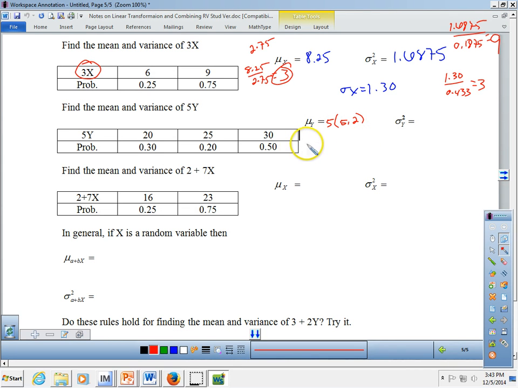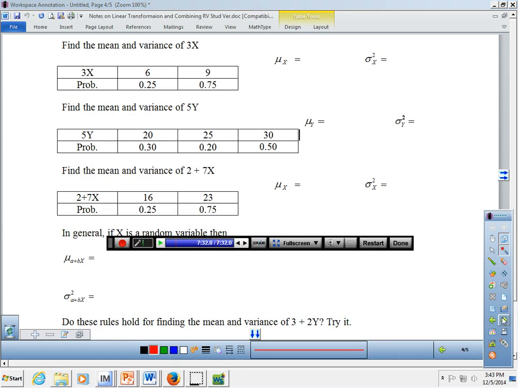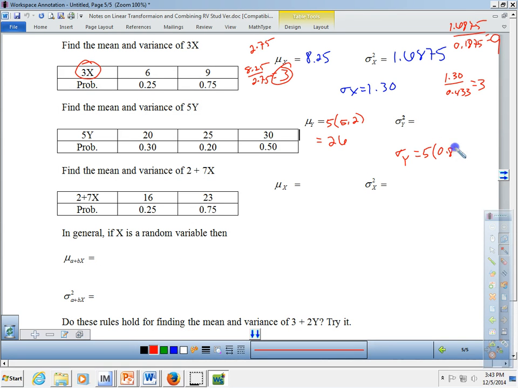Okay, and you can verify this. Type these two lists into your calculator, do a one variable stat, and you're going to see that the mean is actually 26. And then to find the new standard deviation, I would simply take the old standard deviation and multiply it by 5. Right? And so that old standard deviation was 0.871. And when you do that multiplication, you get 4.355.